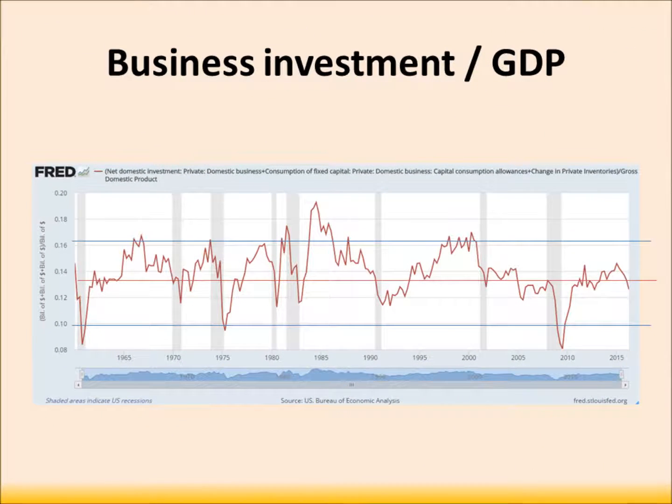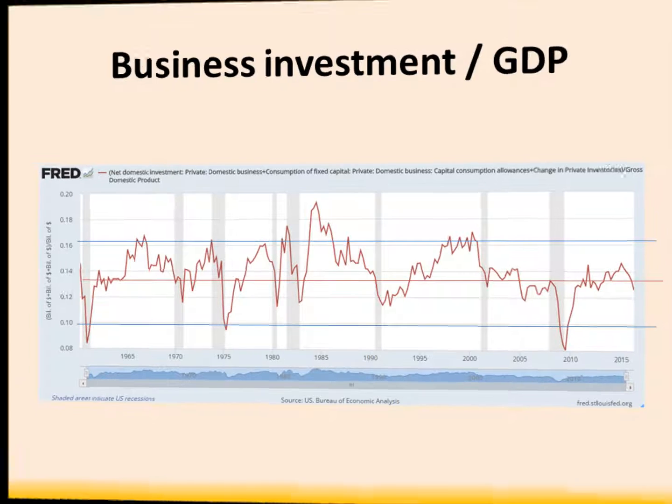This is what business investment looks like as a percent of GDP. You can see it generally ranges from between 10 and 16%, but pre-1985, it was generally above the average line of about 13% most of the time, but since 2000, it has been mostly at or below that line.